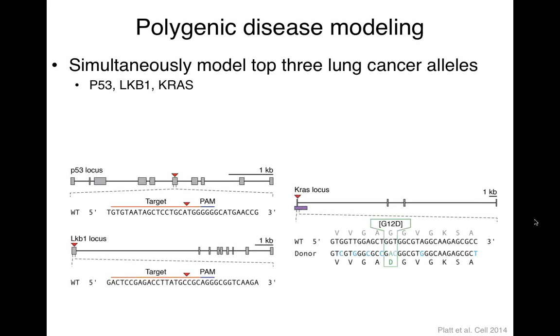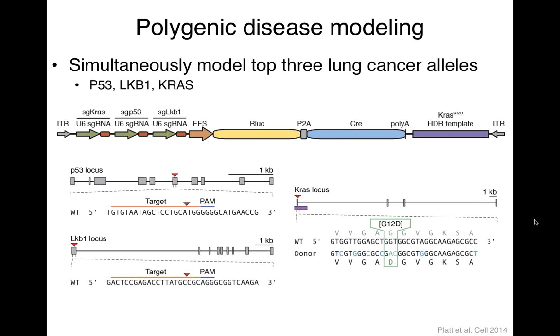And we wanted to do all three of these perturbations in single cells, so I designed a single vector shown here, which has 3 guide RNA expression cassettes, one targeted to each gene, a reporter to image the cells that are infected, Cre to induce Cas9, and this KRAS G12D HDR template, and that's to change the wild-type KRAS sequence for this gain-of-function mutation.